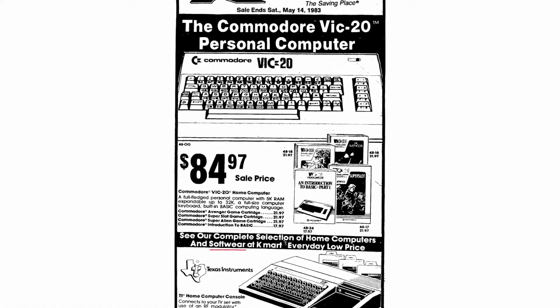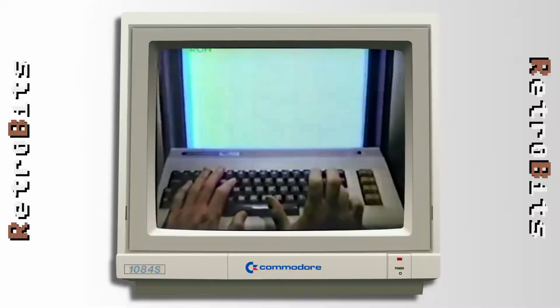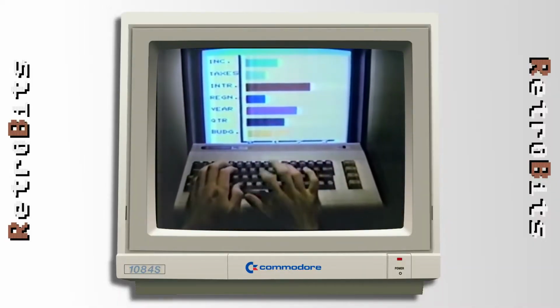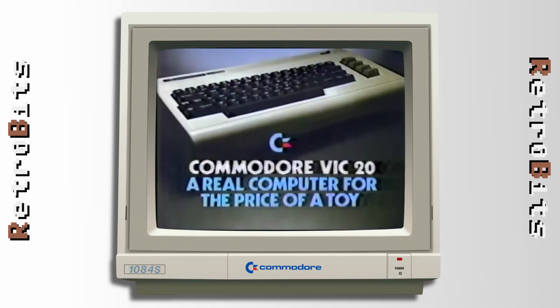Just a month later, Commodore lowered their price again, forcing TI to follow suit. By spring of 1983, the VIC was down to just $100. Meanwhile, the 64 had entered the scene and begun its rise to sales dominance.